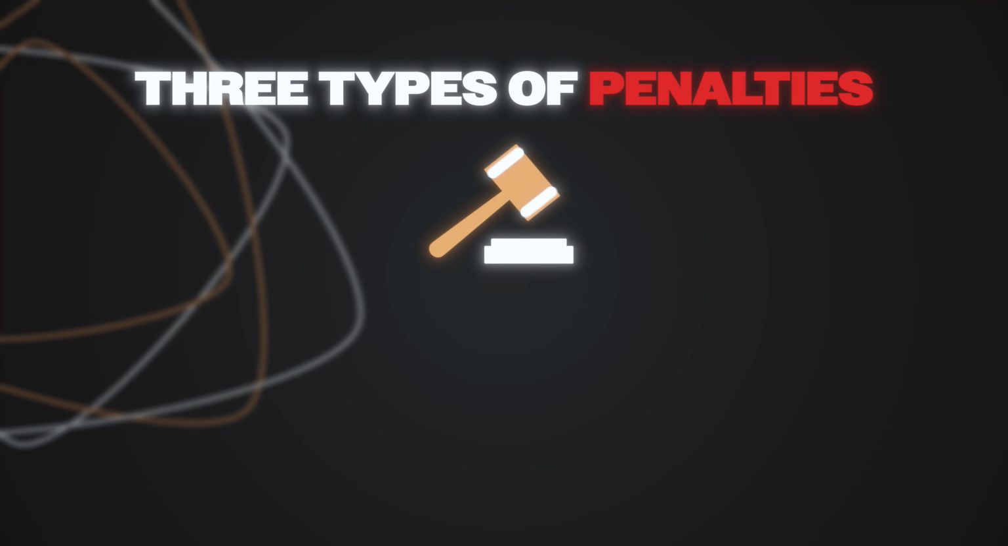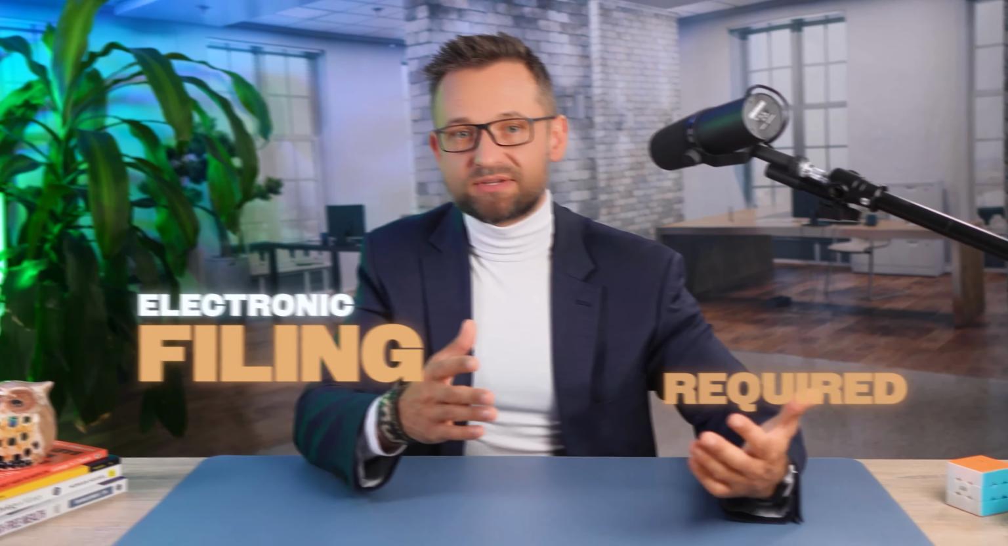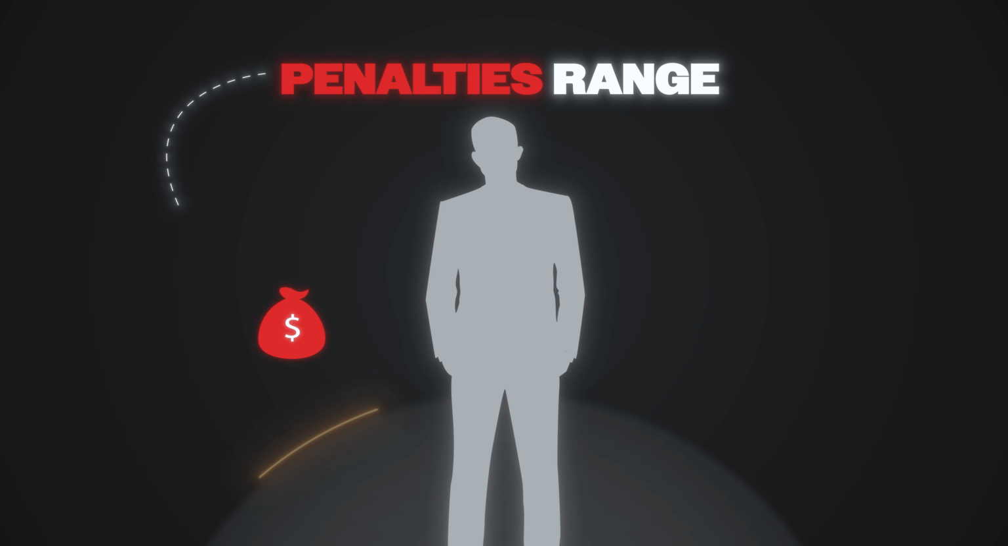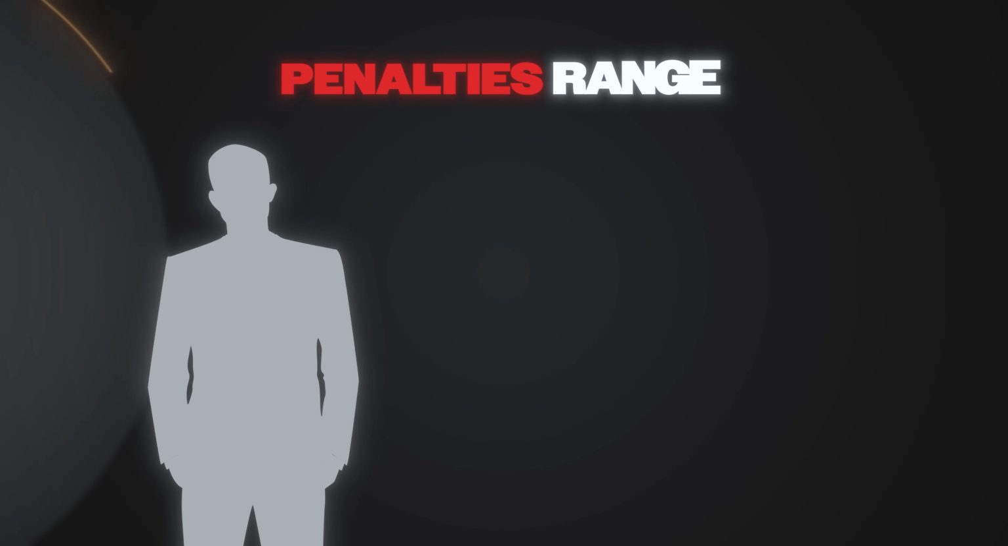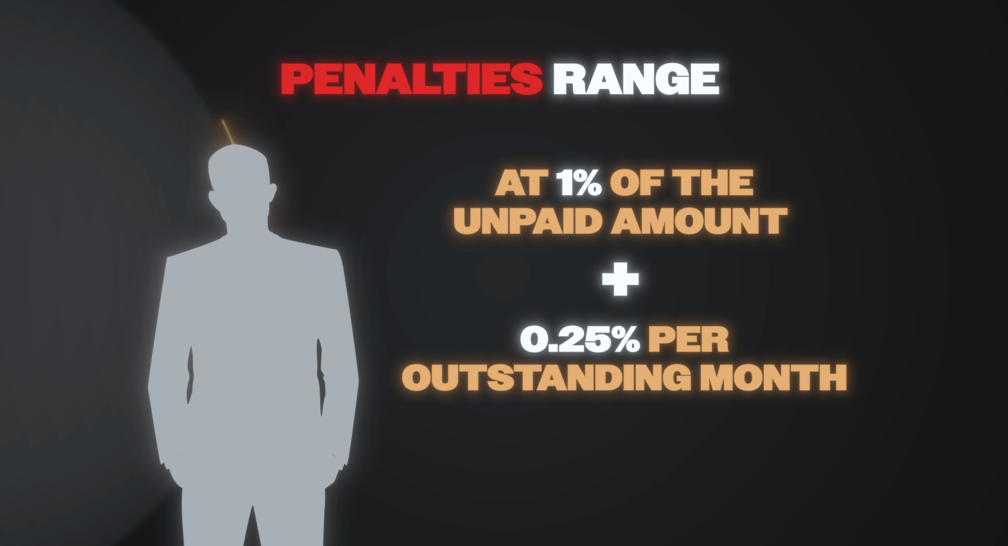CRA has 3 types of penalties: administrative fees, late filing penalties, and interest. Administrative penalties apply to things like sending paper filings when electronic filing was required, or failing to file when requested, or making false statements. Penalties range from minor fees like $100 to substantial amounts up to 10% of the reassessed amount. Late filing penalties apply when you file late with a balance owing. The penalty starts at 1% of the unpaid amount plus 0.25% per outstanding month up to 12 months.